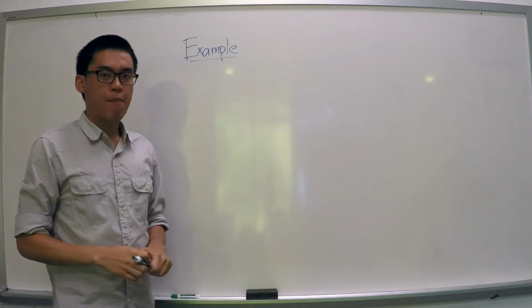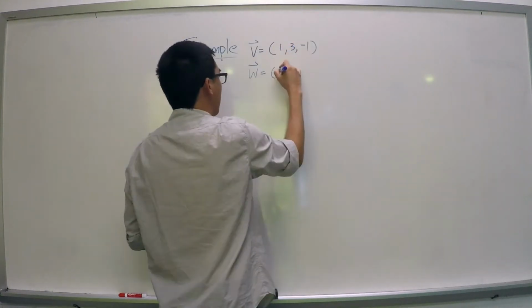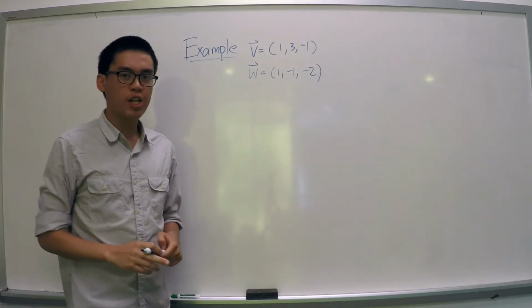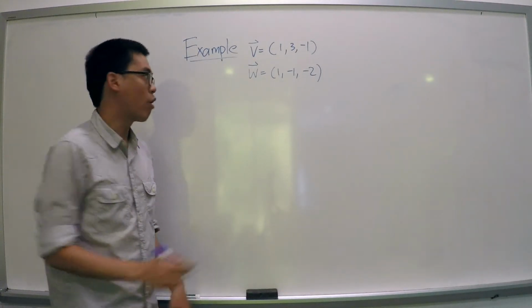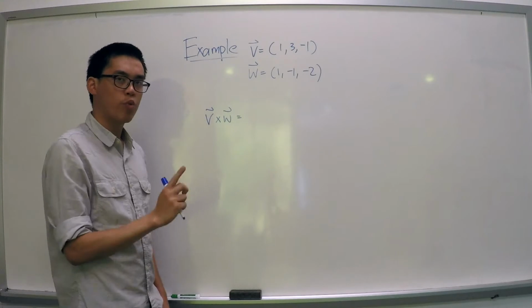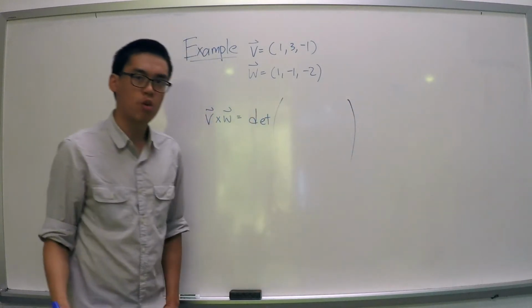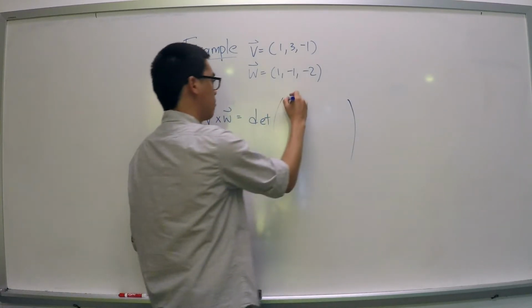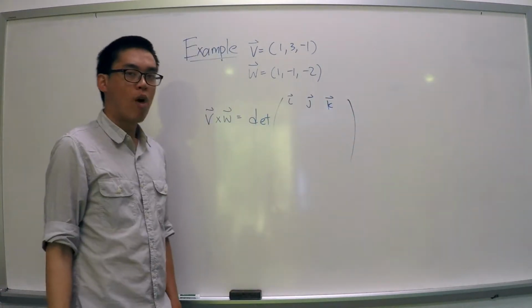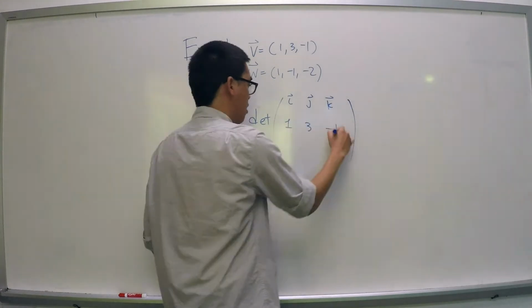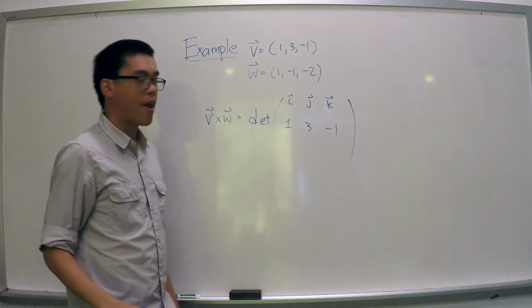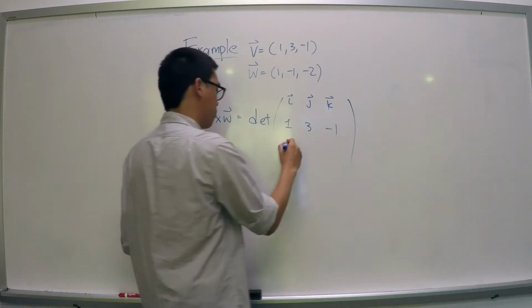Alright, for example, if you have these two vectors, the cross product between them follows this formula. The cross product between two vectors will be the determinant of a matrix with i, j, k on top, 1, 3, minus 1 in the second row, and 1, minus 1, minus 2 in the last row.